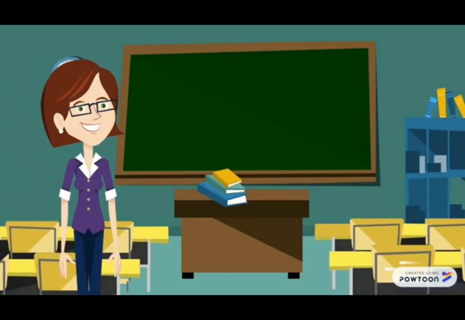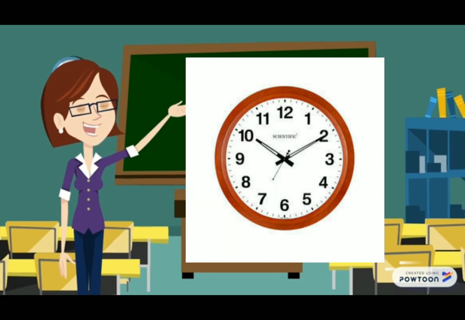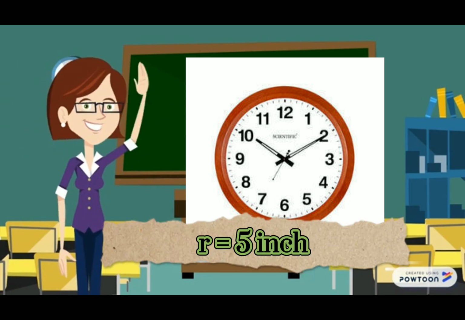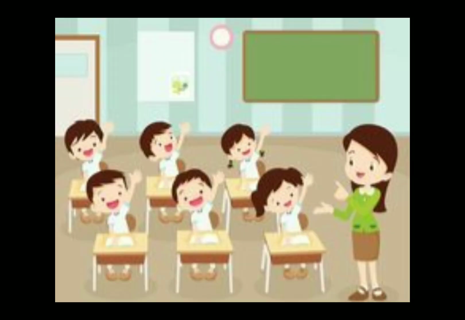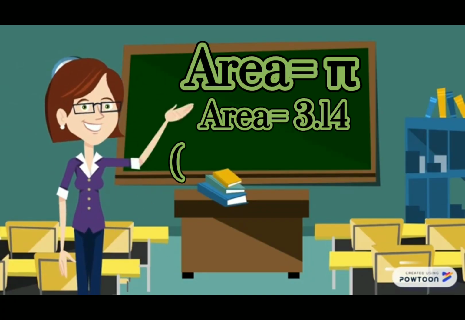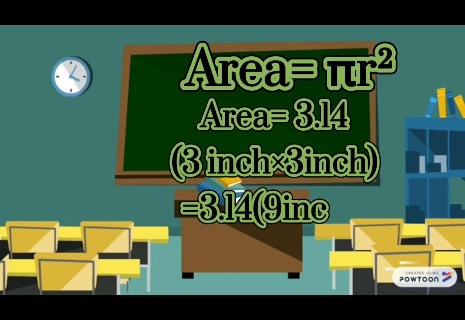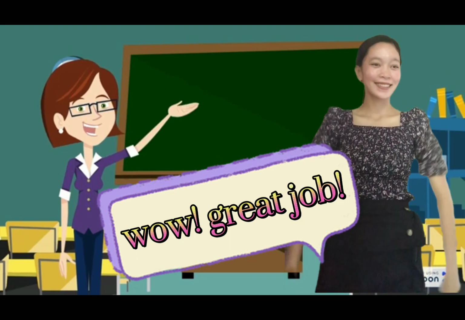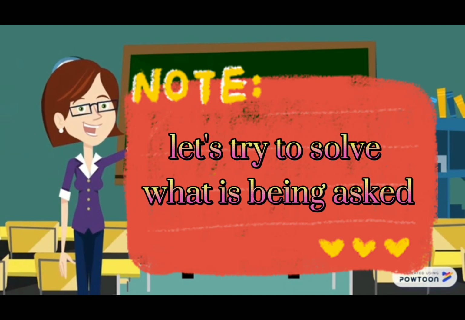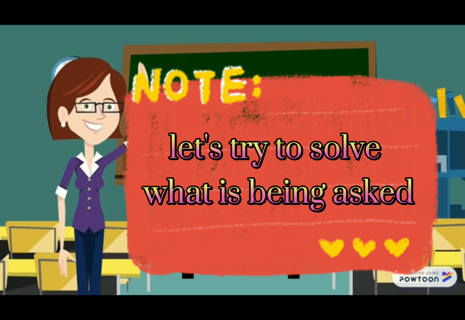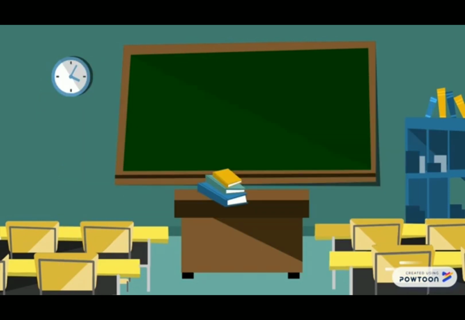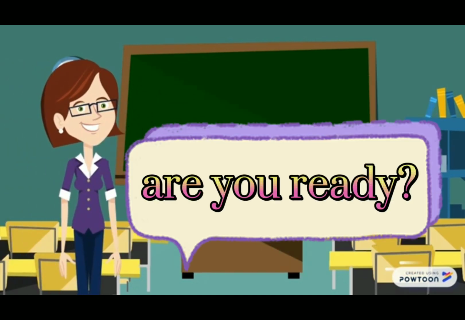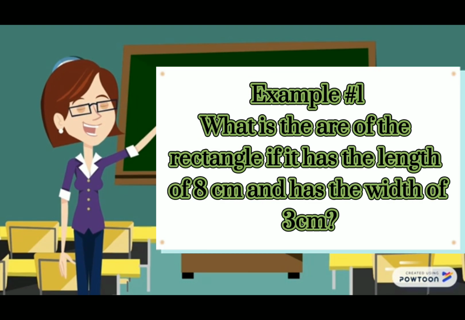The next is the wall clock. So who can solve the area of the wall clock? Let's say the radius of the wall clock is 5 inches. Anyone? Wow! Great job! Class, I have given some more examples on the board, and let us try to solve what is being asked on each. Are you ready? Okay.